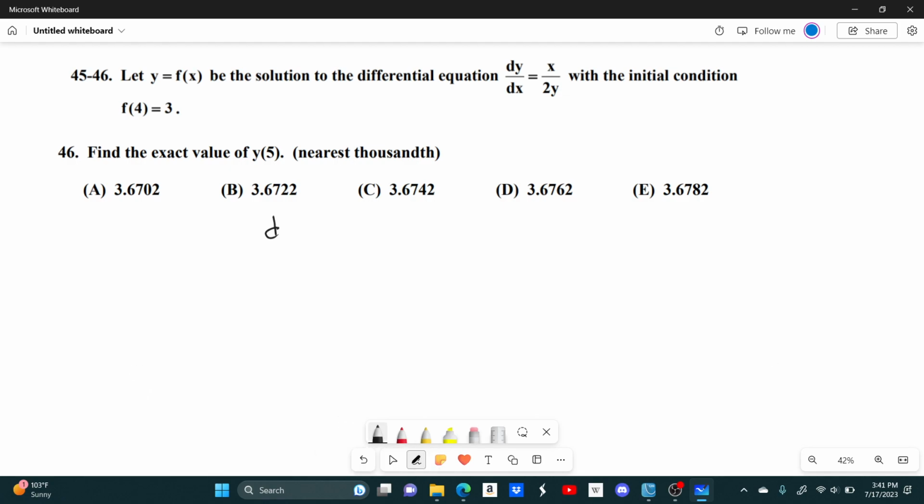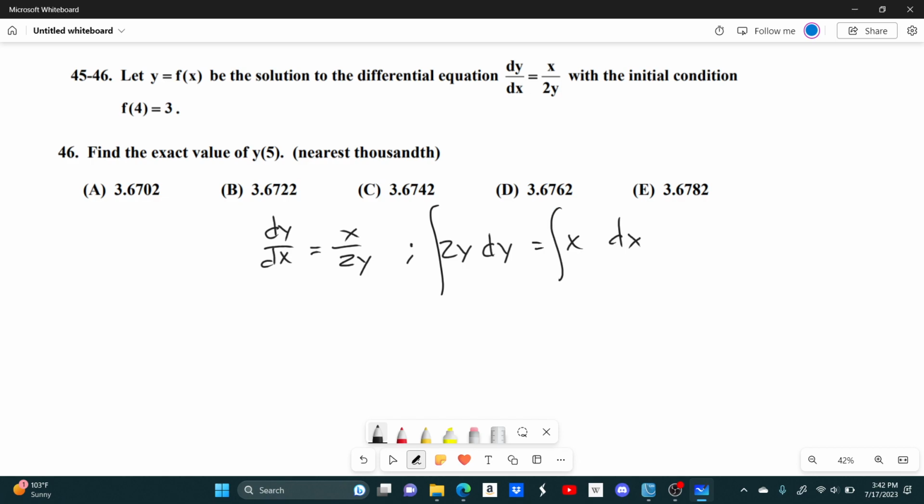So when you do separation of variables, pretty much the goal is to get all of your x's and dx's on one side and all your y's and dy's on the other side. So this is pretty straightforward to rearrange from here, right? I'll multiply my dx to this side and I'll multiply my 2y to this side. So I end up with 2y dy equals x dx. All right, now I'll integrate both sides.